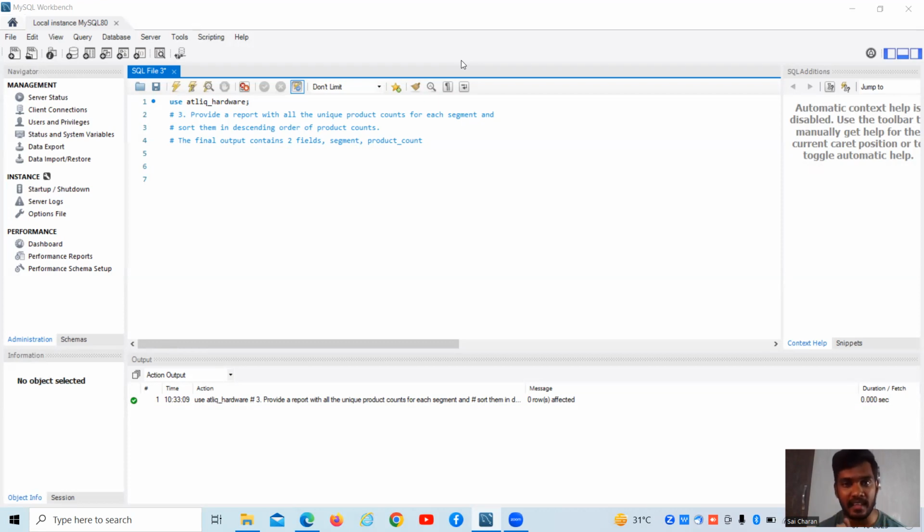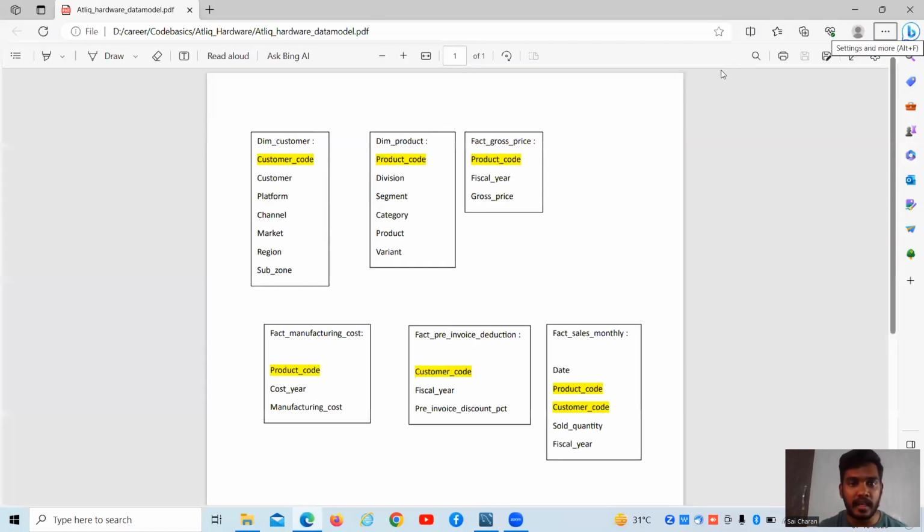From here we can understand that there were different segments. Let us see the data model. In DIM product, there are some segments of products. There will be a number of segments in the product categories, and in these segments there will be other products. So we need to find, for each and every segment, how many different unique products are available. Okay, so this is the question.